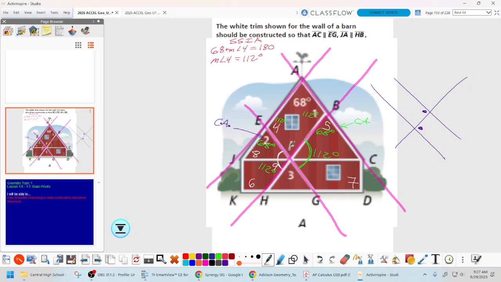So, how about angle F? Can we get it? We can get angle F, so that would be good. What is angle F? 68. It's 68. So angle 3 is 68 by what? That's vertical. It actually is vertical in this case.